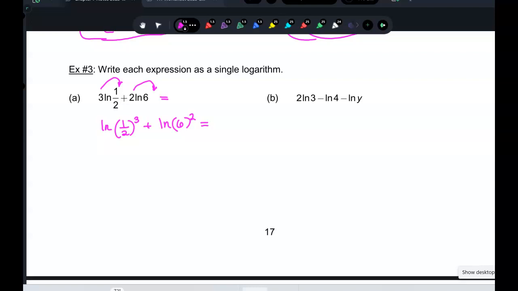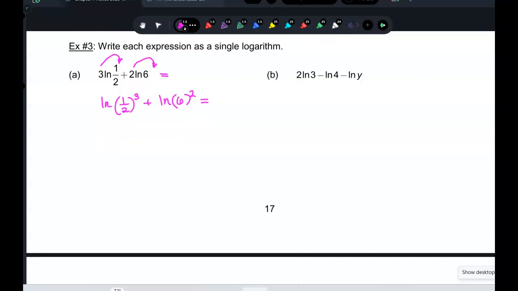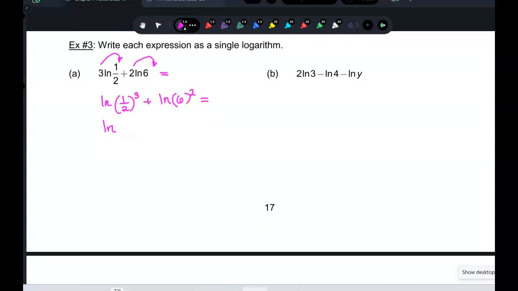Now, can I simplify these two? That's going to be natural log of, what's 1/2 to the third? 1/2 times 1/2 times 1/2. When you say natural log of, that means the 1.8 is what it'll equal when you take the ln to something. Right. We're not worrying about that right now, but it's good to process that. What's 6 squared?